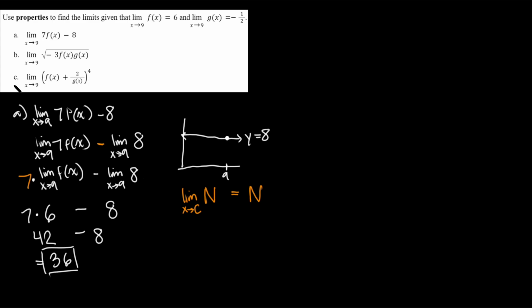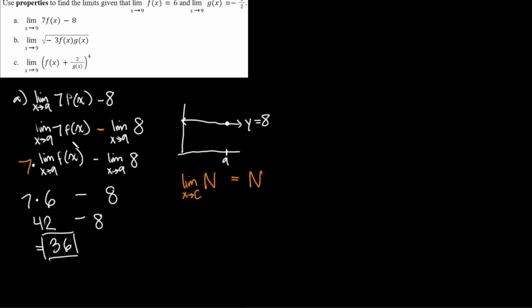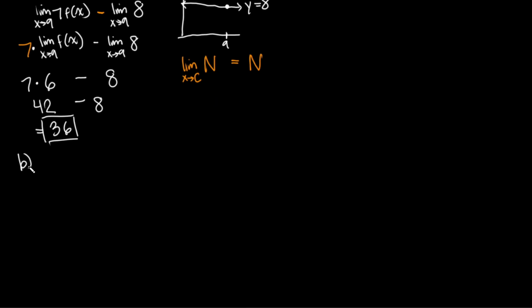Let's start part B. Part B states the limit as x goes to 9 of the square root of -3 times f of x times g of x. And so let's rewrite this one down here. So what was it? B, the square root of -3 f of x, g of x. So let's start with the biggest picture. We need to get rid of the square root. Oh, oops, I forgot to write the limit. Sorry about that. The limit as x goes to 9 of the square root of -3 f of x, g of x.